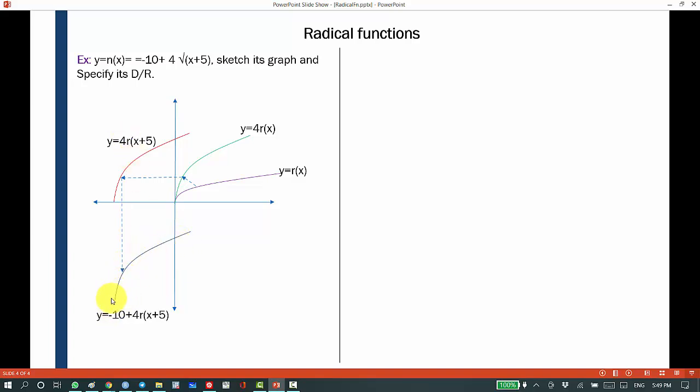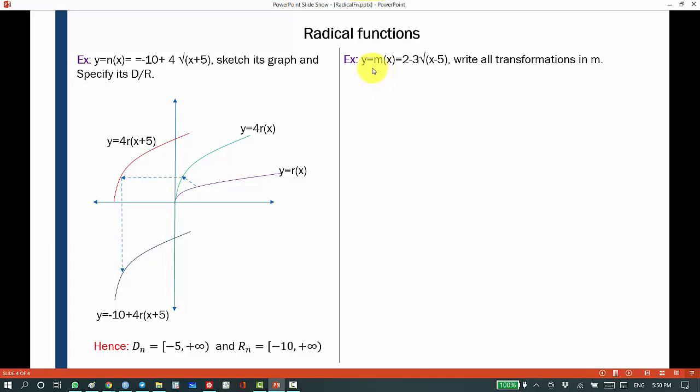This last graph here is the graph of y is equal to minus 10 plus 4 times r of x plus 5, which is nothing but n of x here. Based on the graph, we see that the domain of this function starts from minus 5 and runs up to plus infinity, which is here, minus 5 up to plus infinity. And the range starts from minus 10, somewhere here, and runs up to plus infinity.